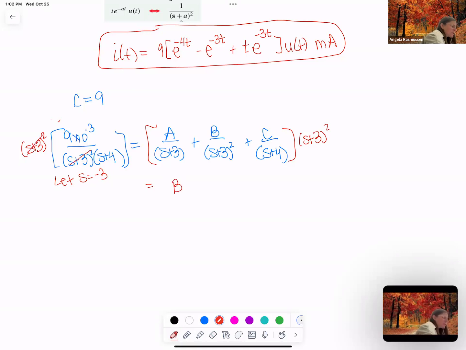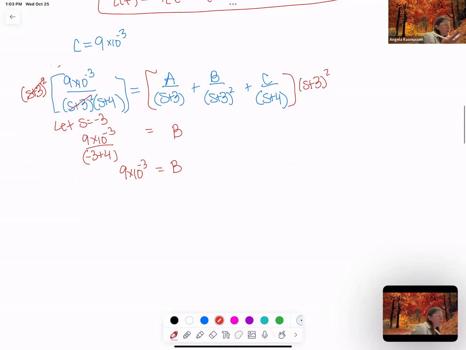So this will cancel, and then it's 9 times 10 to the -3. So that becomes a +1. So B is also, oh, sorry, this is 9 times 10 to the -3. And then now we know B and C. So then you can just pick a random number for S and solve for A. All right. Yes. I like doing it that way.